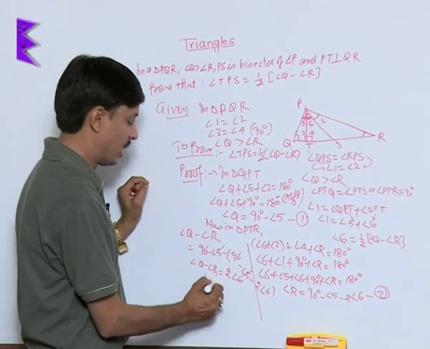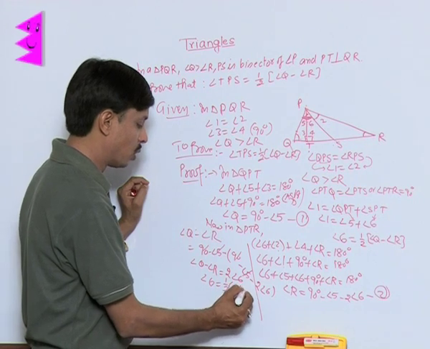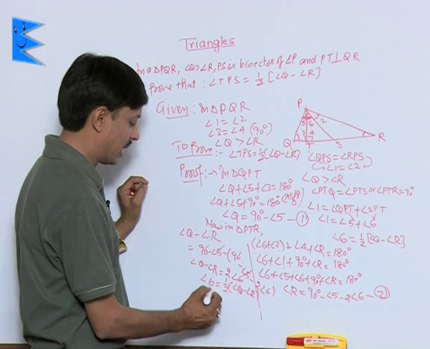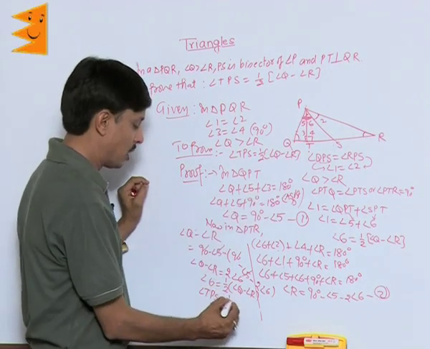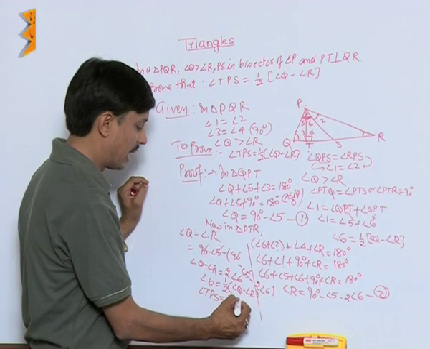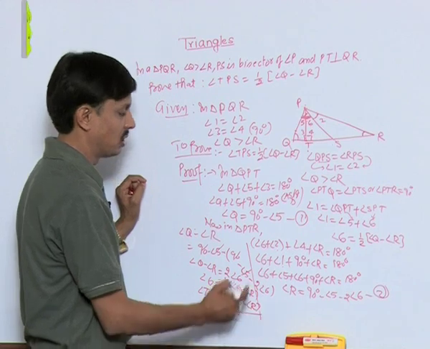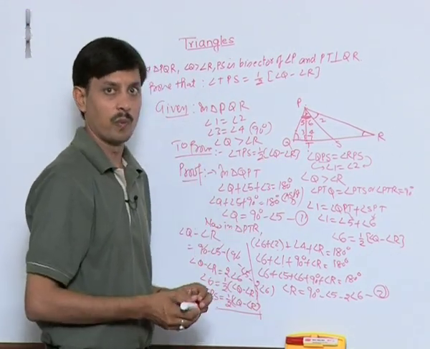So I can say angle 6 is equal to half of angle Q minus angle R. Angle 6 means angle TPS. Angle 6, named as TPS, is equal to half of angle Q minus angle R, which is our required result which we needed to solve.